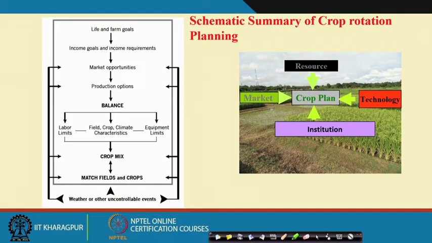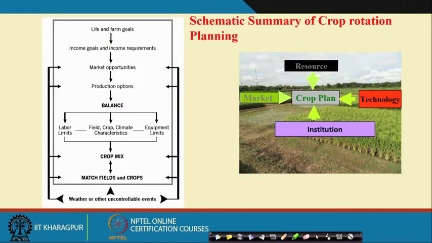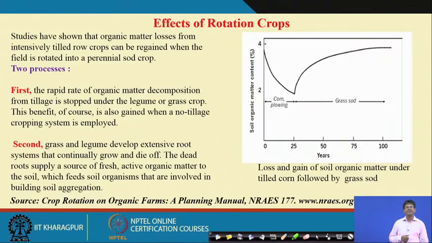We can have alternate plans to meet the demand or the objectives, and at the same time it should be economically viable, ecologically sustainable, and give the maximum profit. This is how the crop rotation plan is made.